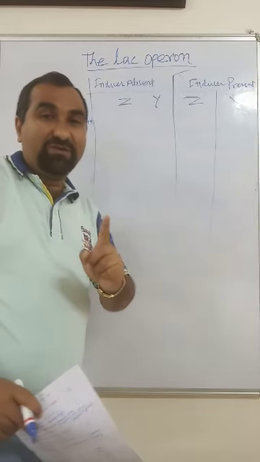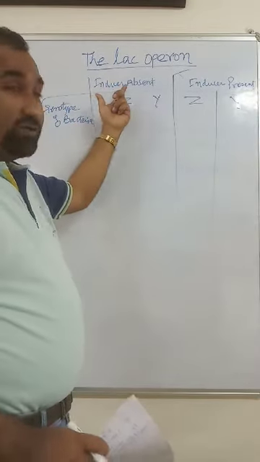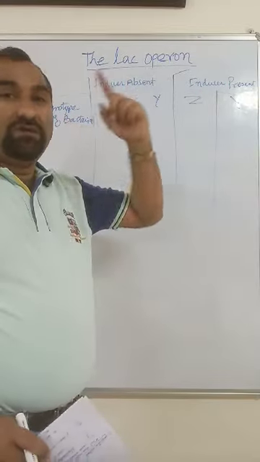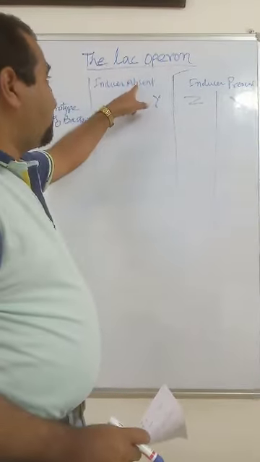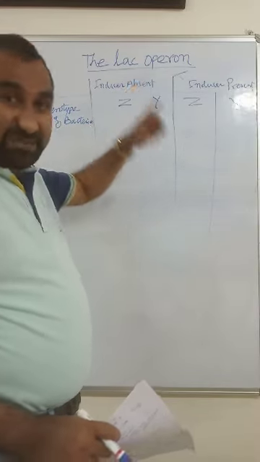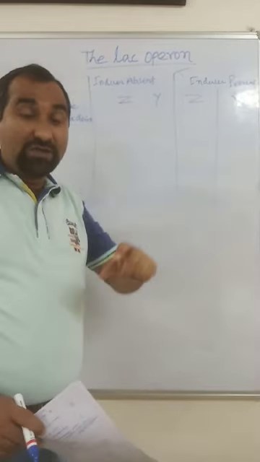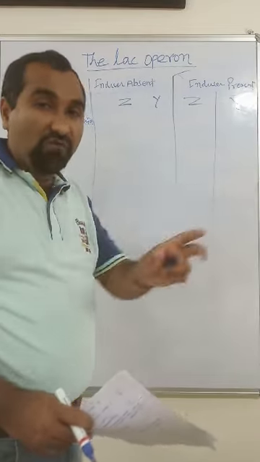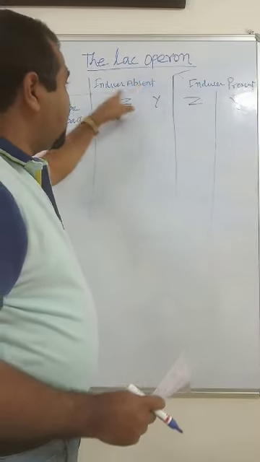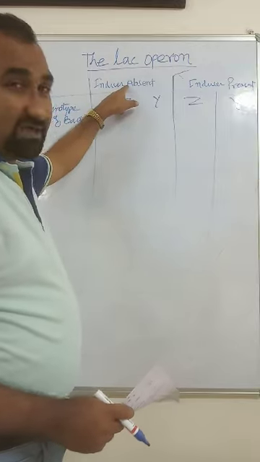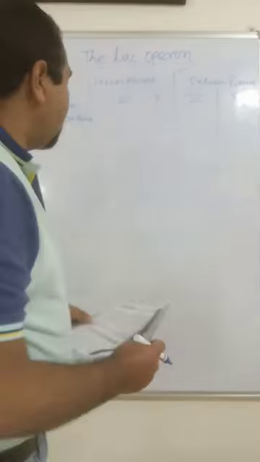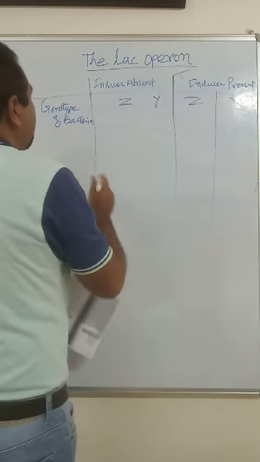So clearly keep it in mind that when inducer is present, lac operon will be turned on. When inducer is absent, the repressor molecule will bind to operator and lac operon is turned off. So generally, when the inducer is absent, lac operon is in turned off condition. So one by one we take.